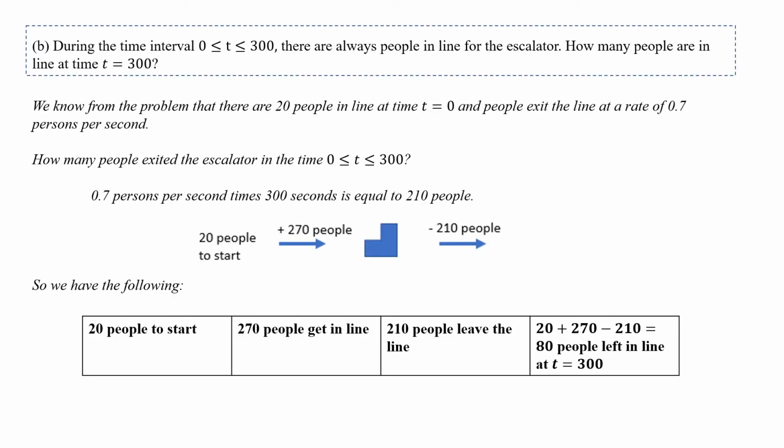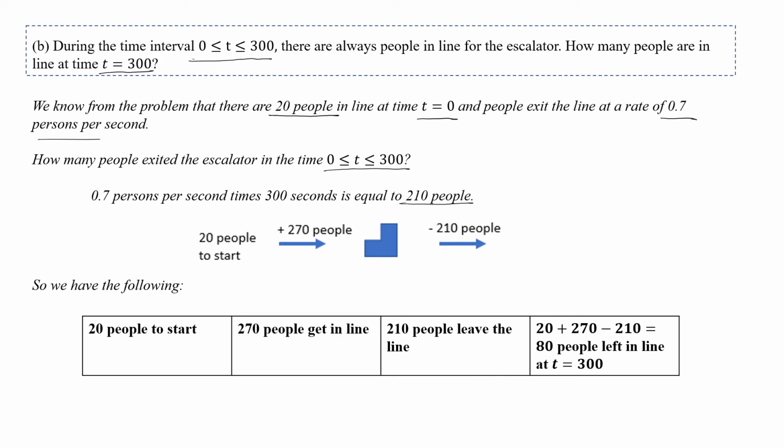All right, part B. During the time interval 0 to 300, there are always people in line. So how many people are in line at t equals 300, so at the very end? We know from the very beginning that there are 20 people in line at t equals 0. We also know that people are exiting the line at 0.7 persons per second. So let's figure out how many people exited the line in our time interval 0 to 300. Well, 0.7 persons per second times 300 seconds is equal to 210 people.